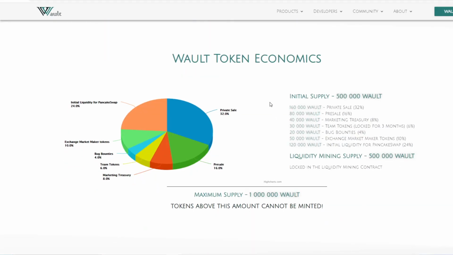In respect to the Wault token economics, it clearly has a breakdown here. The private sale has now been concluded, so congratulations to ourselves and the community for trusting us and giving us faith. We basically just started yesterday, so in less than 24 hours we've already concluded it. We're now moving on to the pre-sale, which will take place within the next few hours, and I don't believe it will take too long before we hit the hard cap.